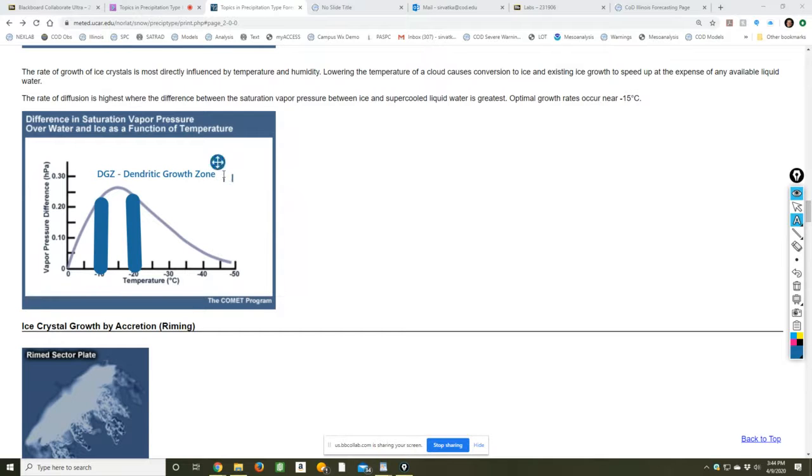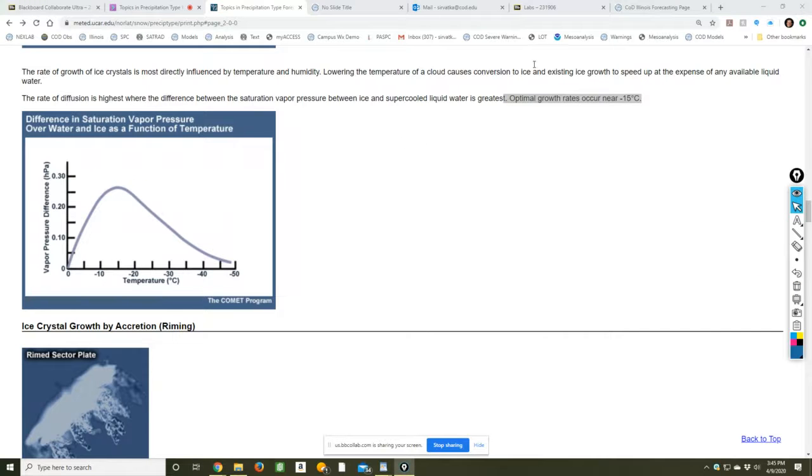I think that the module itself says -12 to -16 degrees C. So that's basically what they're saying it is. I'm saying from like -10 to -20, but sort of in the middle. It says optimal growth rates occur near -15 degrees C. So that's where these crystals are going to grow the most effectively.